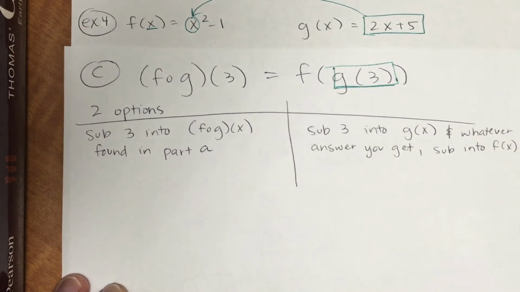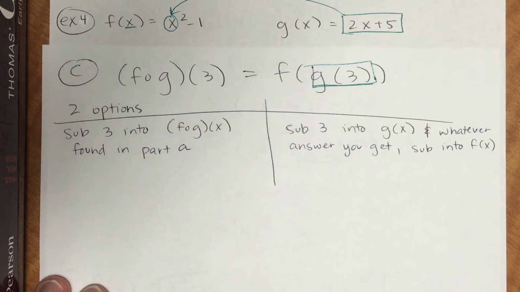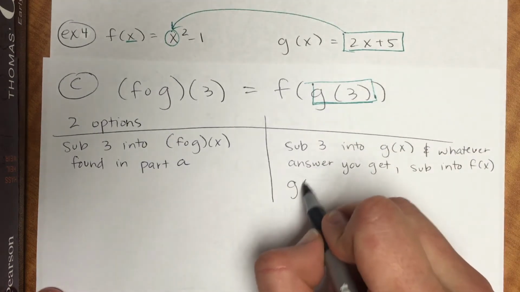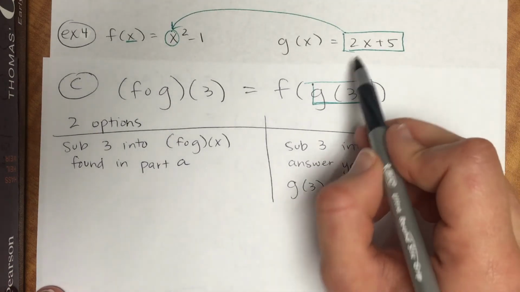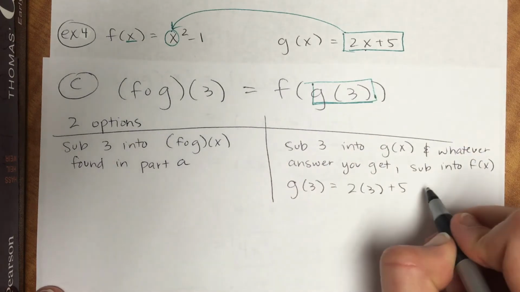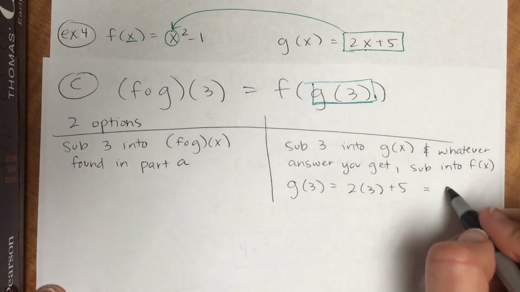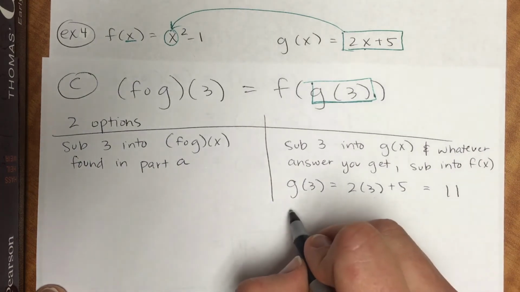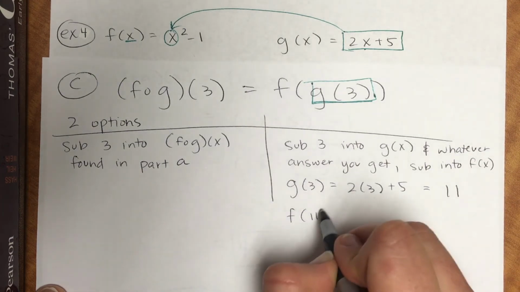Let's do the second version first, since I'm thinking about it, we might as well. So I'm going to figure out first what g of 3 is. So sub a 3 in here, so that's 2 times 3 plus 5. 2 times 3 is 6, plus 5 is 11. Oh, this is going to be big.